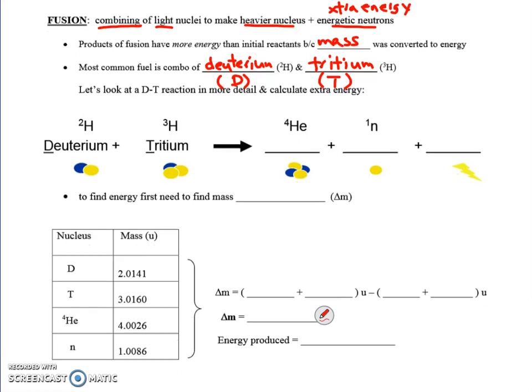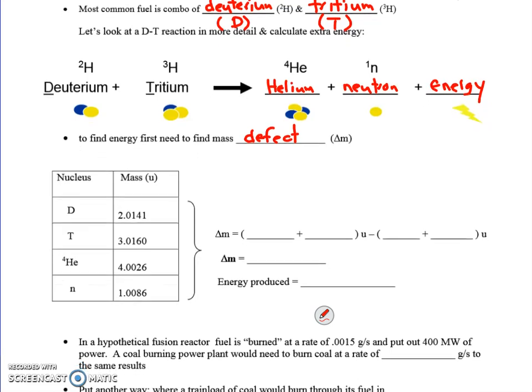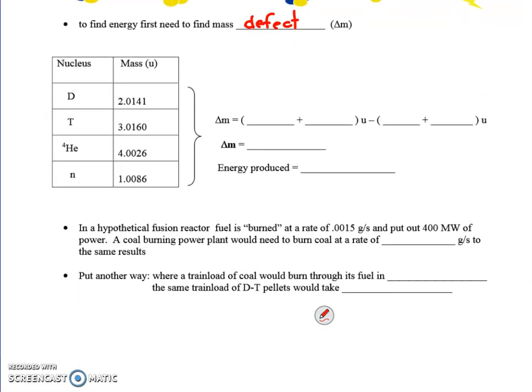A typical fusion reaction that might occur in a research vessel: I've got deuterium fuses with tritium, and what I get is helium, He4, and a neutron, plus energy. And it's that energy that we're interested in. Okay? So in order to find the amount of energy, we need to first find the mass defect once again, delta M. So we have a table here to the right, which gives the masses of each part. So let's plug them in.